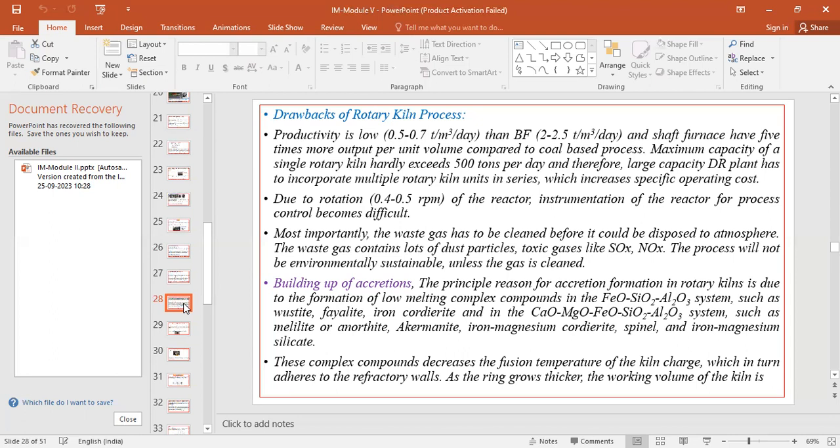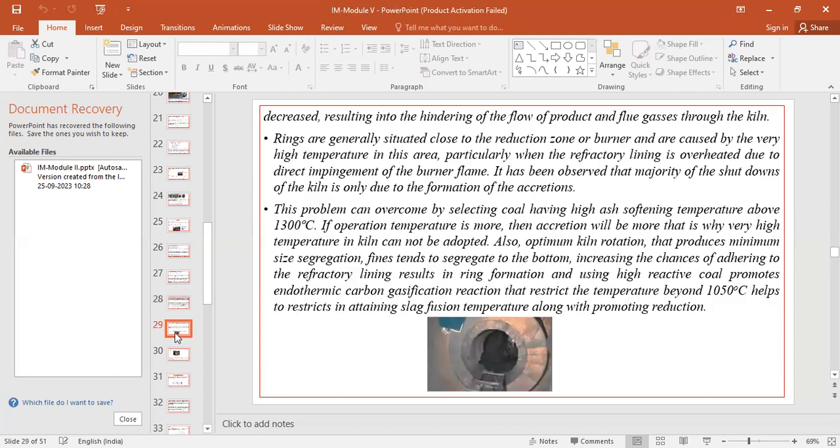These complex compounds decrease the fusion temperature of the kiln charge, which in turn adheres to the refractory walls. So as the ring grows thicker and thicker, certainly the working volume of the kiln will be reduced. That will certainly have an impact on the productivity of the kiln. And these rings which are formed are basically located at the reduction zone of the kiln. Okay, so again, this creates a problem.